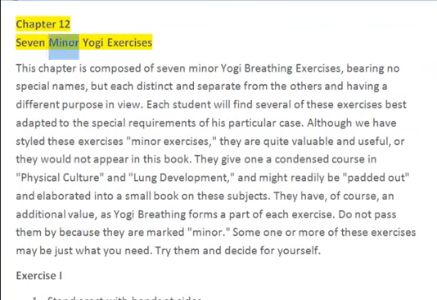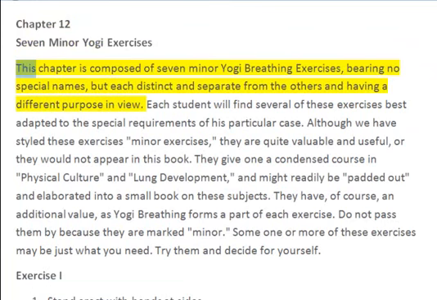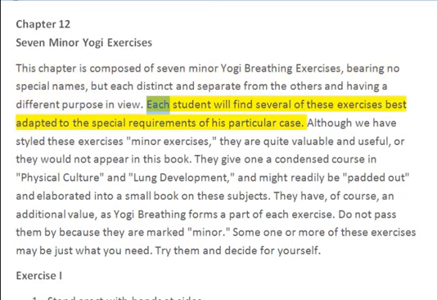Chapter 12: 7 Minor Yogi Exercises. This chapter is composed of 7 minor yogi breathing exercises, bearing no special names, but each distinct and separate from the others and having a different purpose in view. Each student will find several of these exercises best adapted to the special requirements of his particular case.